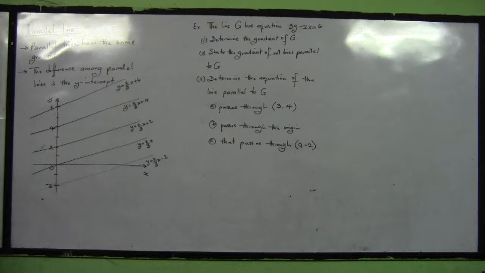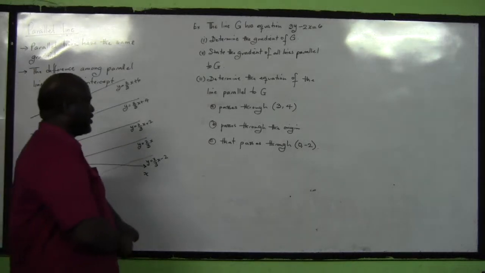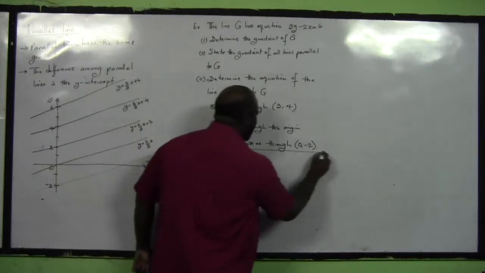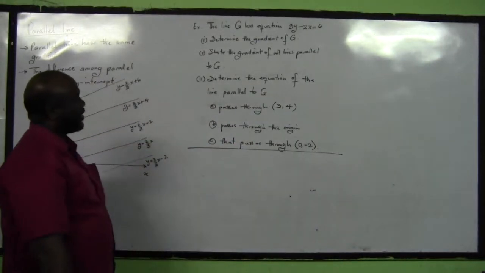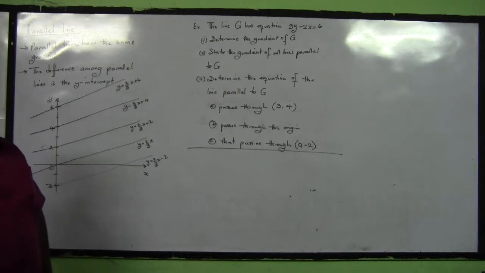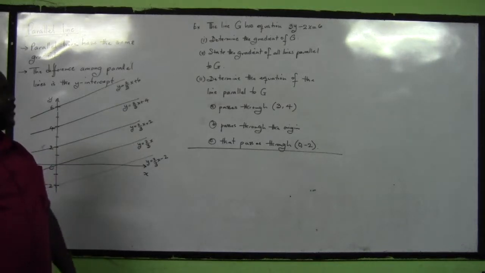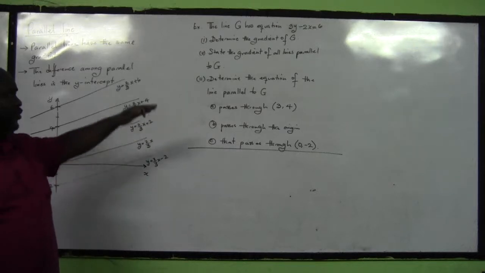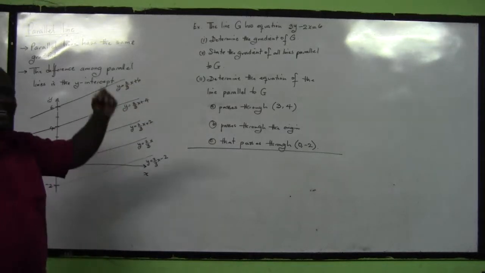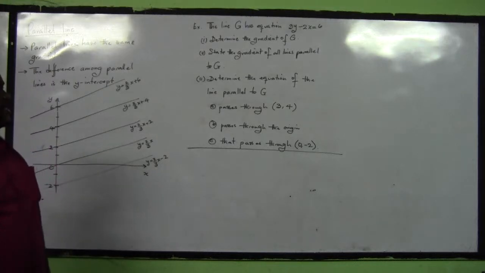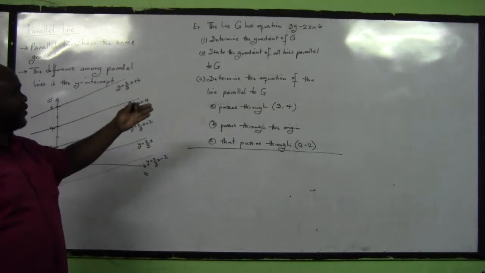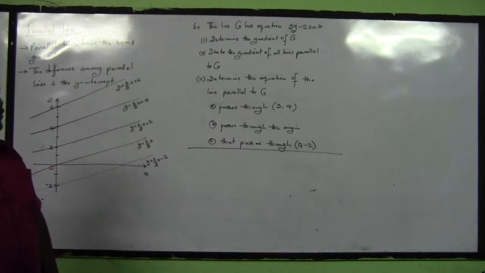Let's have a look at this question. Please look. The line G has equation 3y minus 2x is equal to 6. We're to determine the gradient of G. So 3y minus 2x is equal to 6 is the line G.